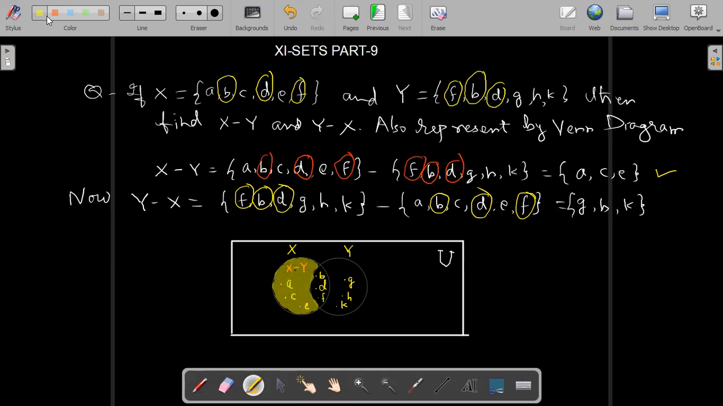Okay. Then right hand side is Y minus X. You can see G, H, K. So this is showing Y minus X. Shade this one also. This one we can shade with different colors. So this portion is representing Y minus X.